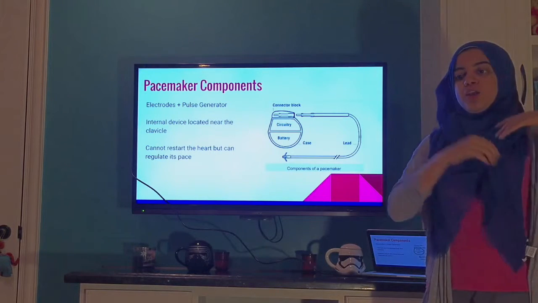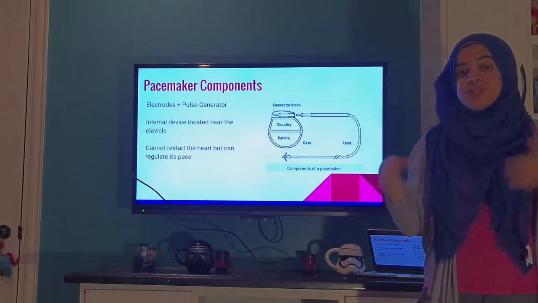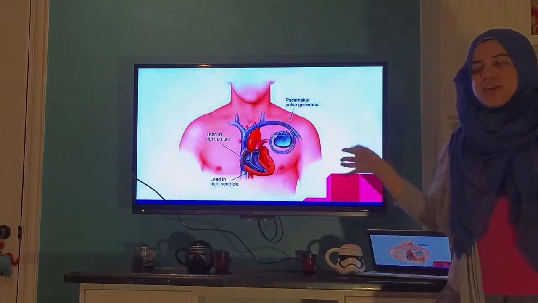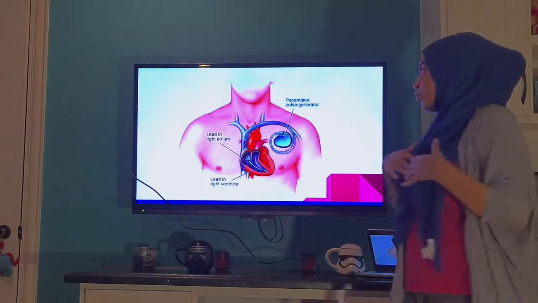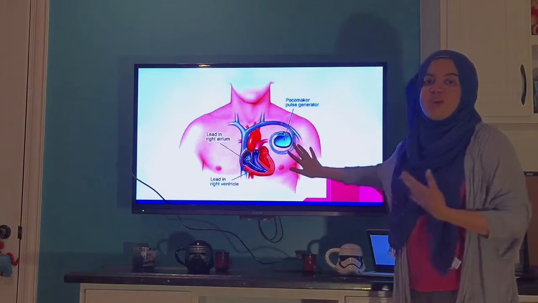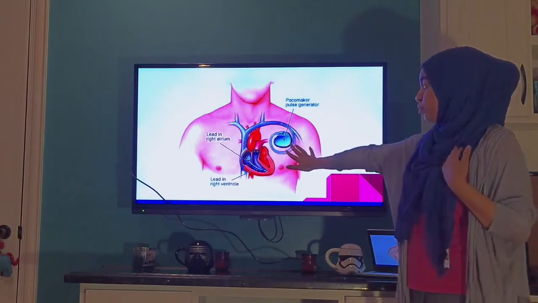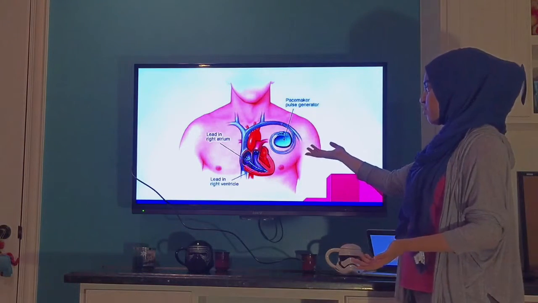So the pacemaker is good for staying alive, but it's not going to resuscitate a patient. And this is just a basic diagram to show how the pacemaker is in the heart and where it's located. As you can see here, there's the case which will sit right there underneath the clavicle, as I said previously, and this is where the electrical impulses will be generated from.